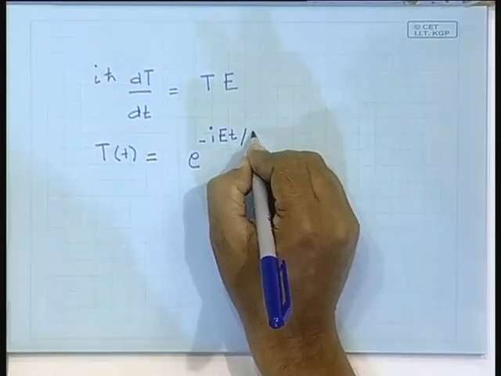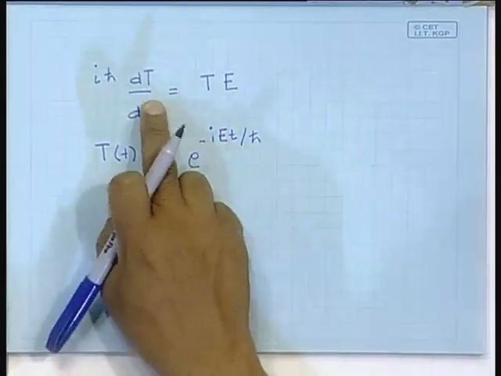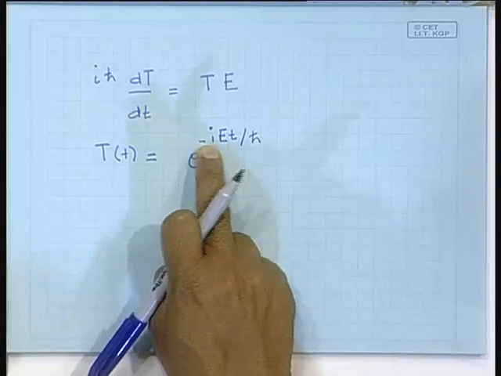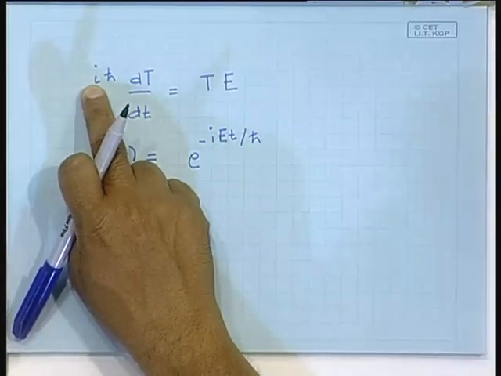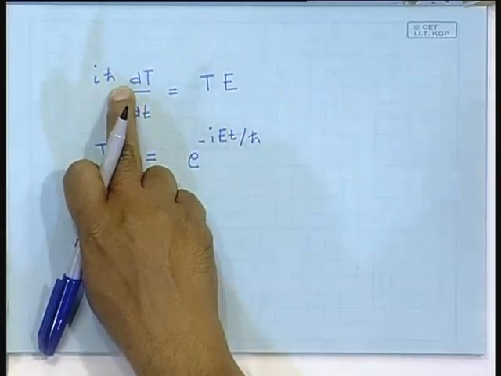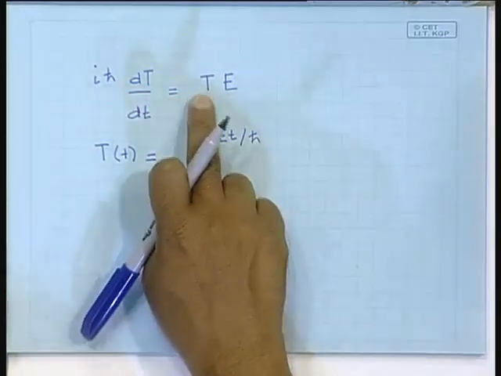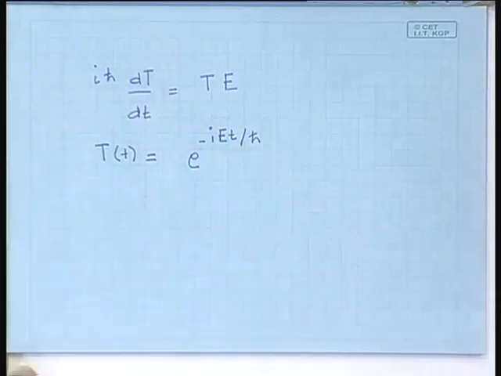t by h cross. And you can easily check that if you differentiate this once with respect to time, you will pull out a factor of minus i E by h cross. Minus i into plus i will give me 1. You have a 1 by h cross, which will cancel out this h cross here, and I will get E. So, if I differentiate this, I will get exactly the right hand side, and there could be an overall constant which I have not written down. So, this is the time part of the solution.